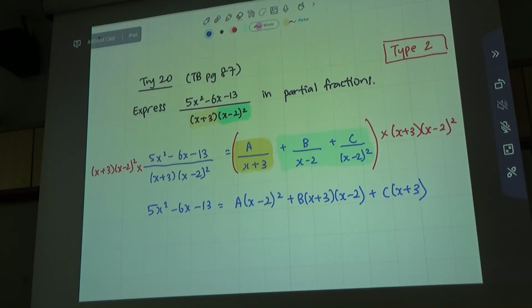Ready for the next step? If you're ready, could you please button down? Now, remember I said that I always like to prioritize substitution of suitable values. Correct? Can I get your attention? Alright, substitution of suitable values.